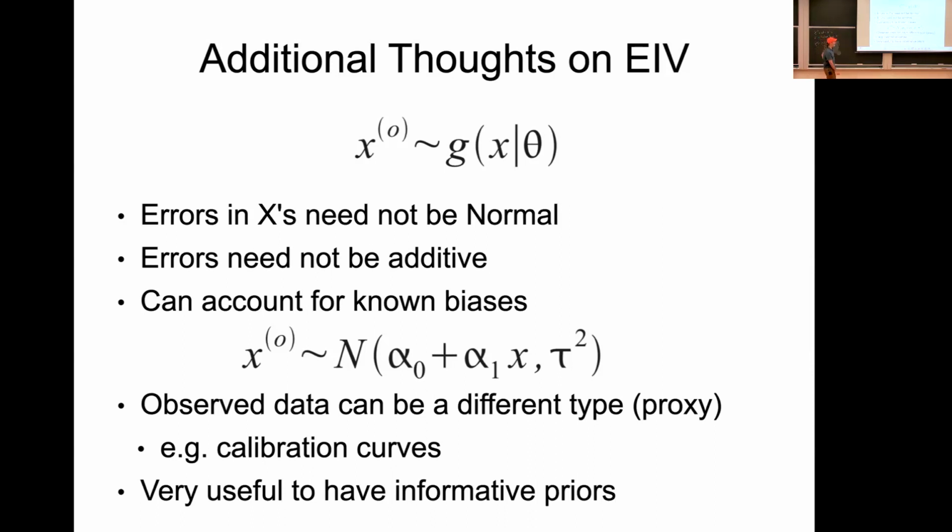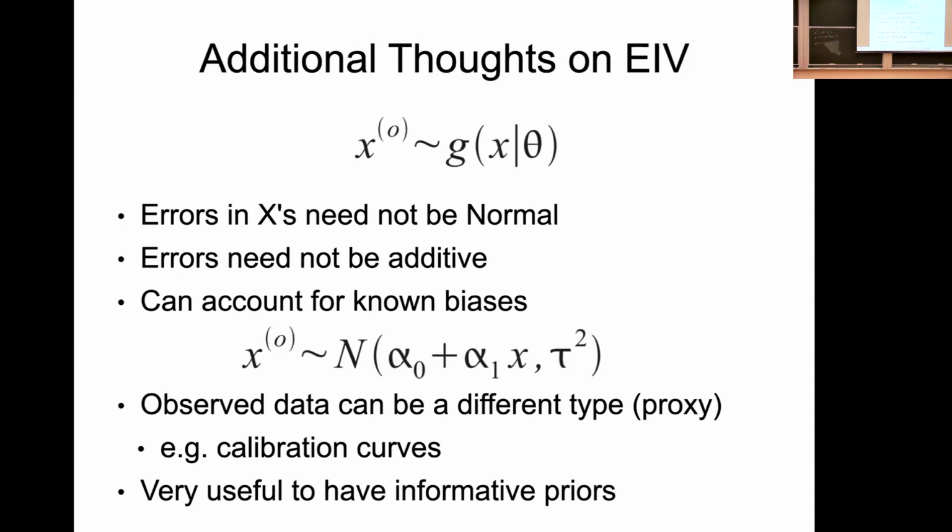It can be awfully noisy. These errors don't need to be normal. They don't need to be additive. You can account for known biases in those relationships. Like I said, they could be different types, like proxies. I also said this earlier, it's very useful to have informative priors where you can.